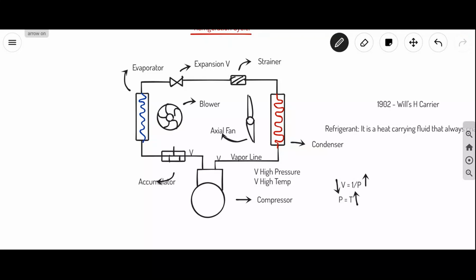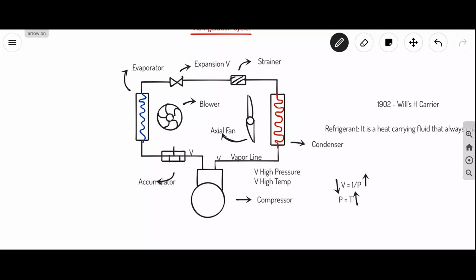Compressor is called the heart of the refrigeration cycle. Compressor sucks the refrigerant, the vapor form of refrigerant. It compresses the volume of the refrigerant. When you are compressing the volume, its pressure increases, because volume is inversely proportional to pressure. As its pressure increases, its temperature is going to increase, because pressure is directly proportional to temperature.